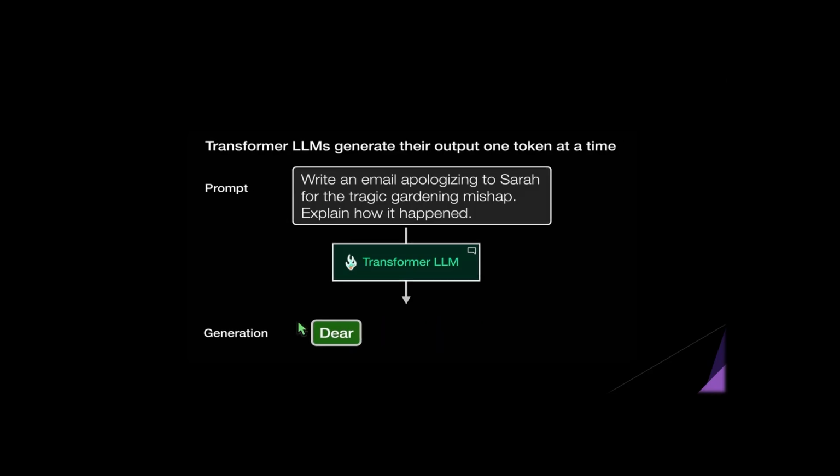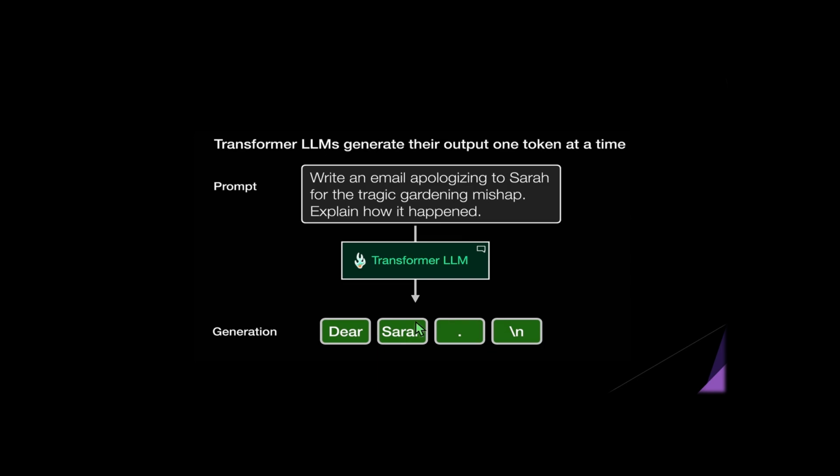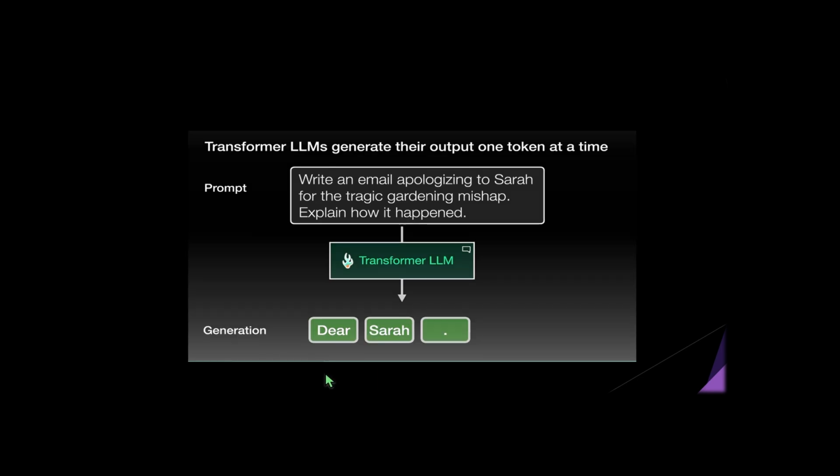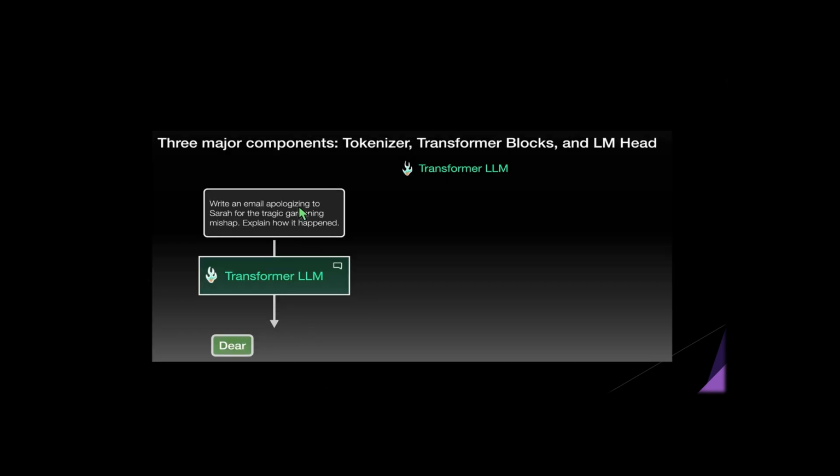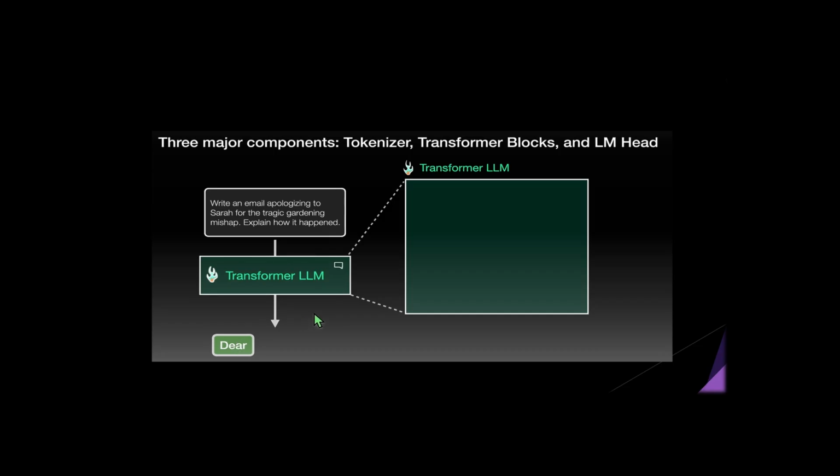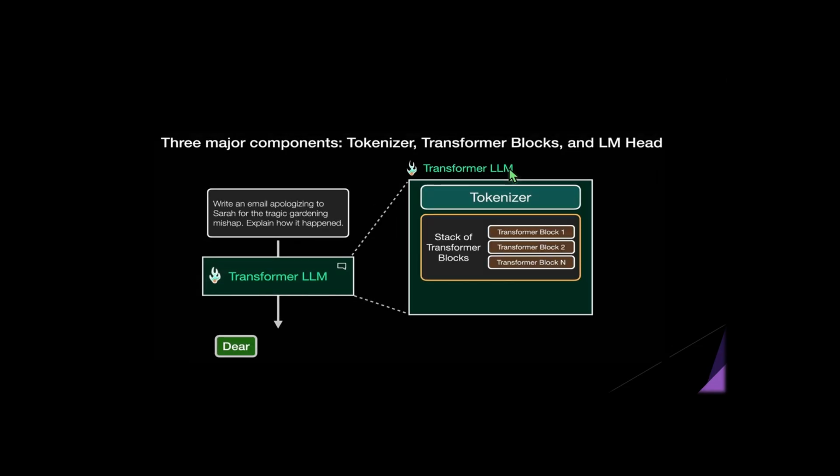For instance, if you're using a GPT-style model, it takes the entire input, predicts the first word, then uses that output along with the previous context to predict the next one. This process continues word by word until the full response is complete.